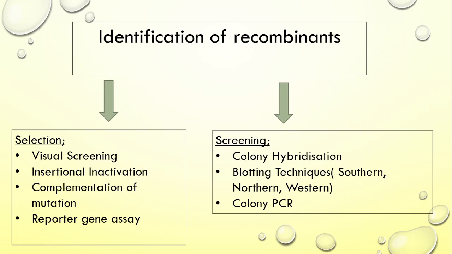That is, the screening of recombinants, or the identification of the recombinants from a host of cells, which contains both recombinants and non-recombinants. So it is a selection of a particular cell, identification of a particular recombinant from a library of clones. The methods that we'll be discussing in this video will be colony hybridization, the blotting techniques, and colony PCR.